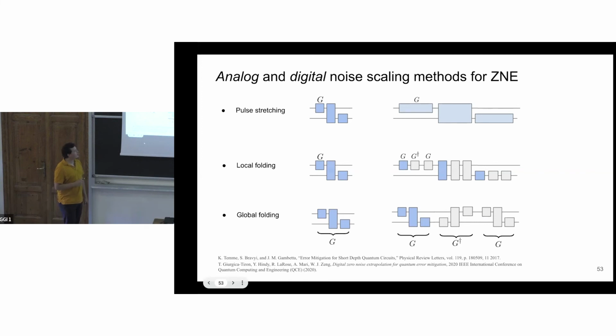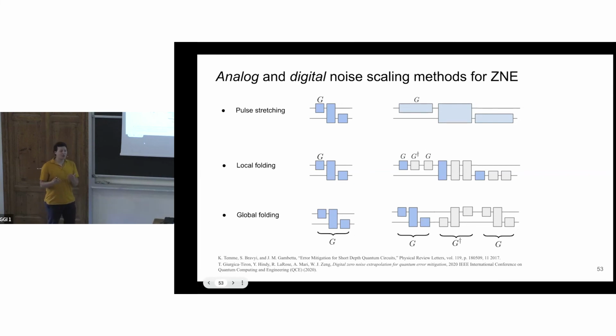What local folding does is, let's imagine that you have a gate G. When you do the noise scaling part of zero noise extrapolation, you want to sample at a higher noise level, so you make the quantum circuit longer by applying G dagger G instead of the original G gate. Since these are unitaries, G dagger G is just the identity. So you know that this circuit is logically identical to this circuit. The differences that you will see, if there is no further compilation behind the scenes, are just due to the effect of noise.